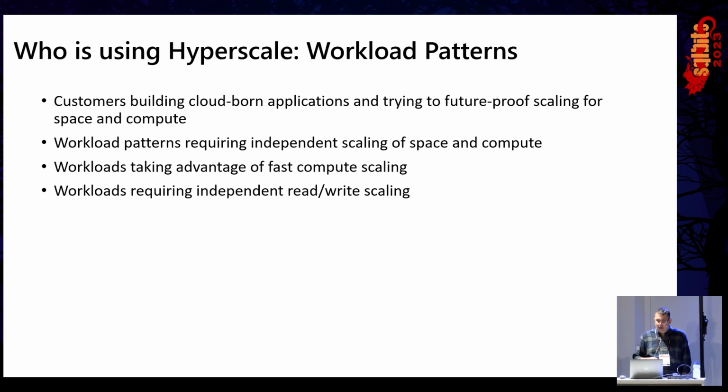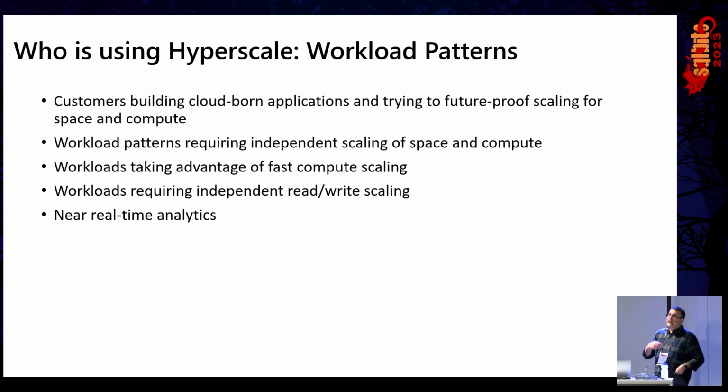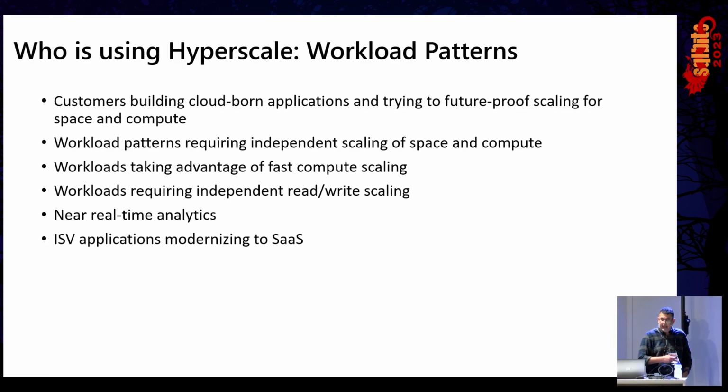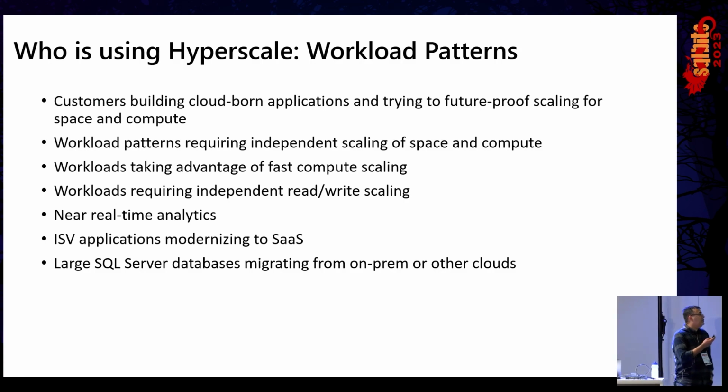Compute scaling is a big one. You have workload patterns that require independent read and write scaling. APIs is a very common pattern. You have near real-time analytics where you have, say, an IoT app or some data coming in from a system where you want near real-time analytics, which you can do with read scale out. And then last but not the least, we have a bunch of ISVs modernizing to SaaS. And then you have the core data marts and SMP data warehouse scenarios on hyperscale.